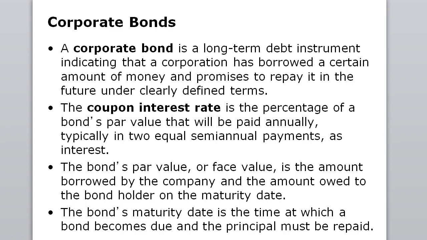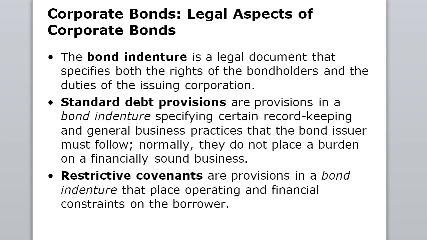So the bond's par value or face value is the amount borrowed by the company on the day the bond is issued, and this amount is owed to the bondholder on maturity. So the bond's par value is generally thought of as a future value, because this is the money you're going to get in the future. You could buy the bond for more or less than its par value once it's trading, but the par value is what you're going to receive in the future. So a lot of times par value is considered to be the future value in our bond calculations. And the bond's maturity date is the time at which the bond becomes due, and the principal or the par value must be repaid to the investors.